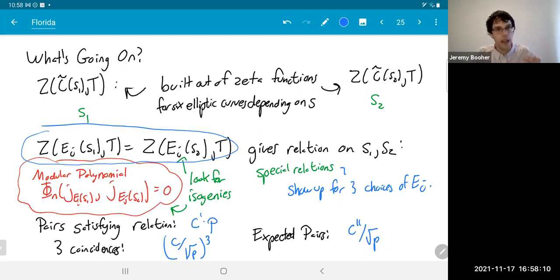And so that gives you a relation on S1 and S2. And you can change exactly which pair of curves you look at, and you can also change the degree of the isogeny. And so as you start doing that, you just get a bunch of relations, and then seemingly by chance, although you can explain this geometrically, you get the same relationships over and over again. You can ask this question for three different of the elliptic curves which show up, and you get the same answer. And that's one of these special relationships I mentioned.